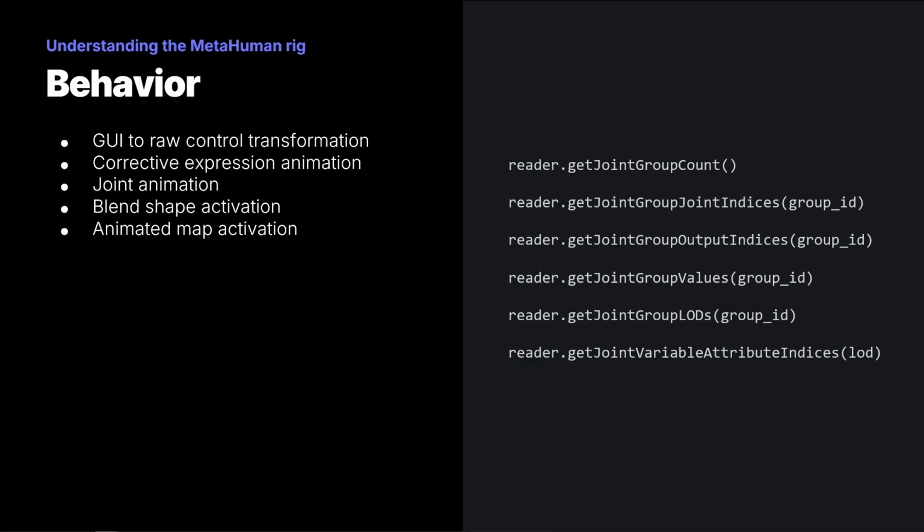Now we come to what makes a MetaHuman unique, and that is the behavior layer. We can split data stored in this layer into two sections, inputs and outputs. I'll focus more on the outputs here. So for inputs, here we have information about how we can map values of GUI controls to values of raw controls. And also, according to raw control activation, a certain number of corrective expressions can be activated, and the rules how they are activated are stored in this layer as well.